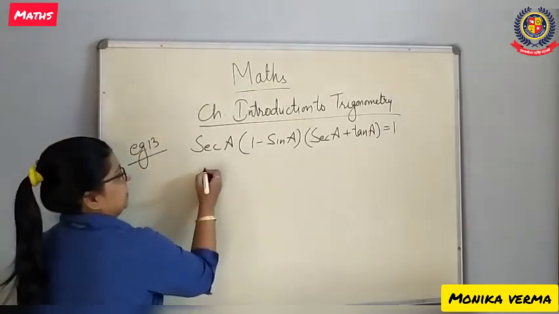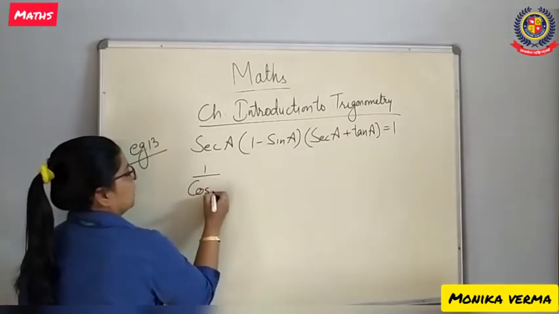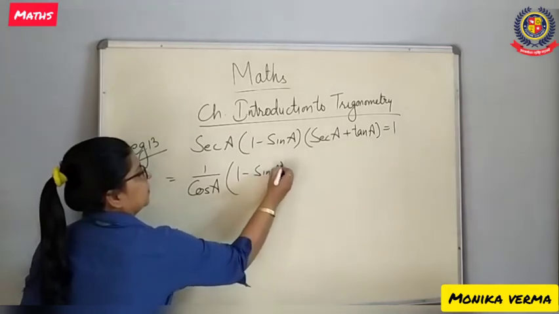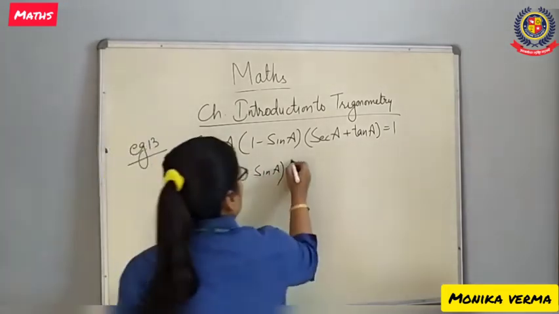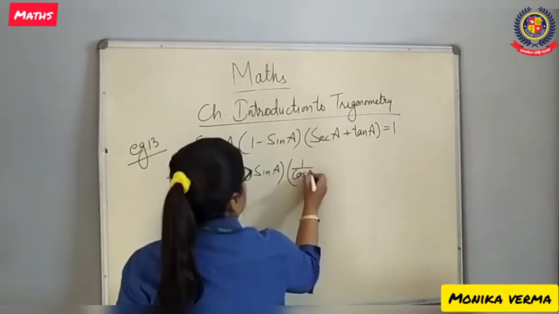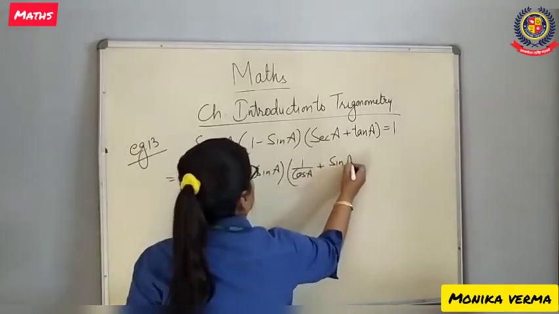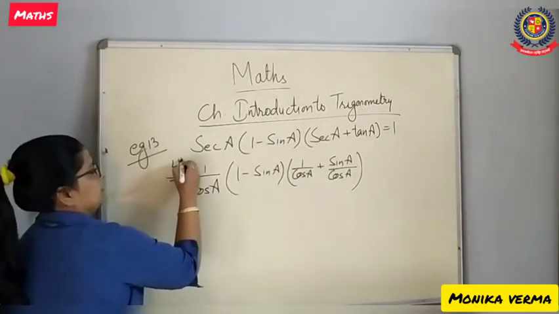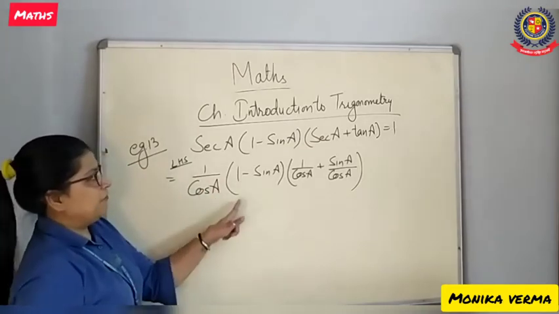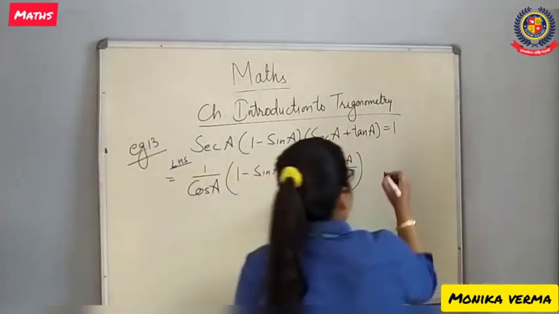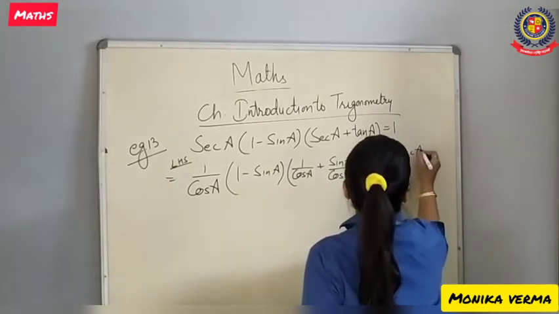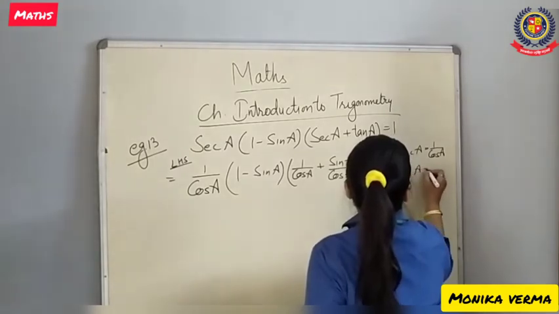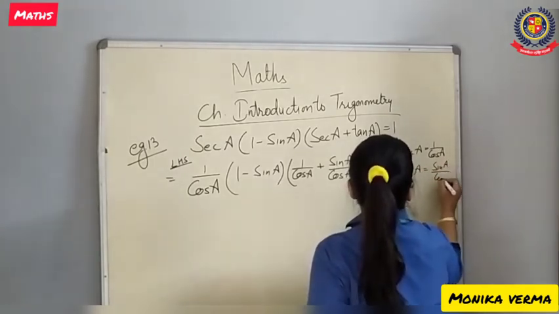So let's do it. Sec A is equal to 1 upon cos A, plus tan A which is sin A upon cos A, times 1 minus sin A. And this is all LHS. What we are changing, we have to write here in the column: sec A is equal to 1 upon cos A, tan A is equal to sin A upon cos A.